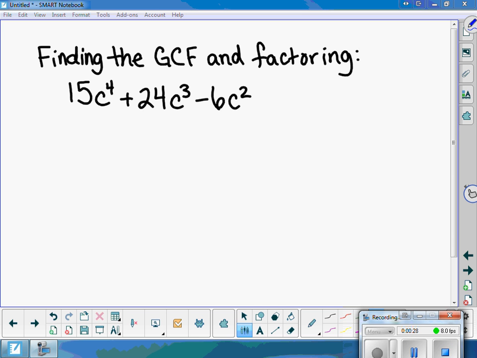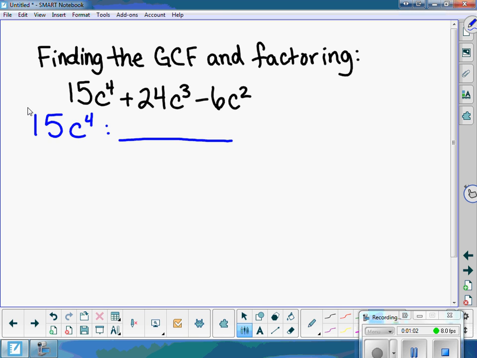So if we look at each one of these terms, 15c to the fourth plus 24c to the third minus 6c squared, you could just look at that and find the greatest number that divides into all of those numbers and the variable with the smallest exponent, right? Or we can find it by using our prime factorization method.